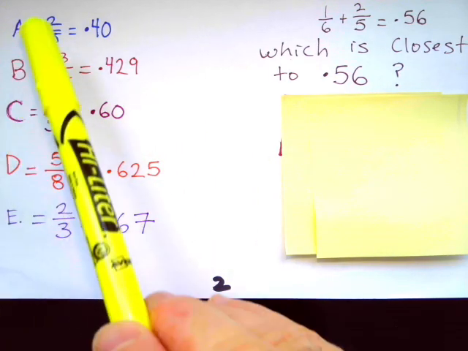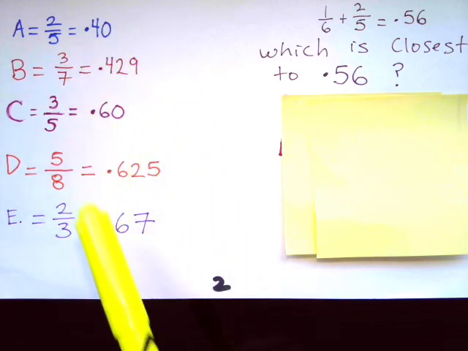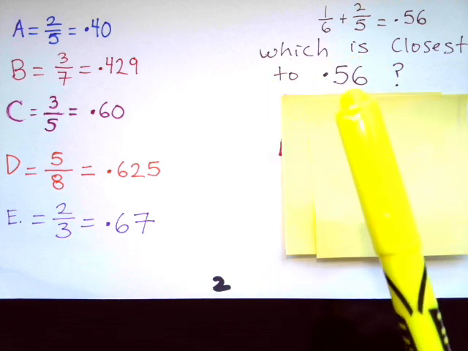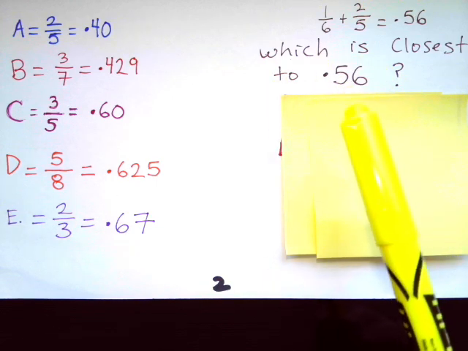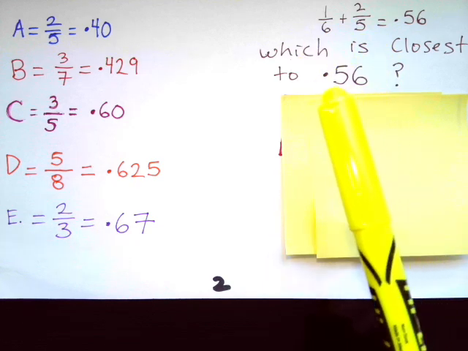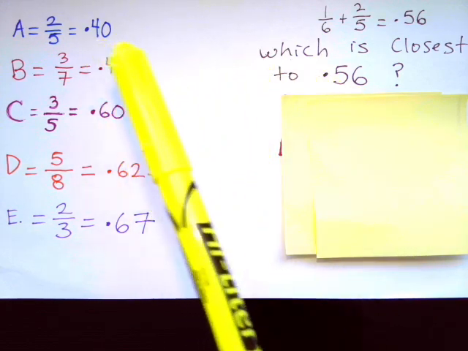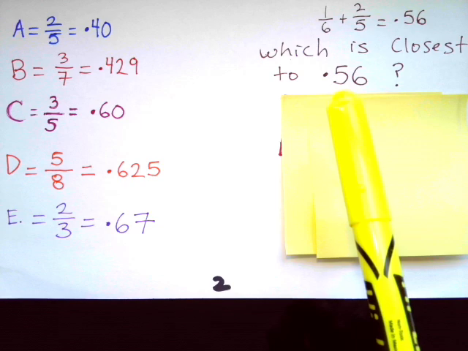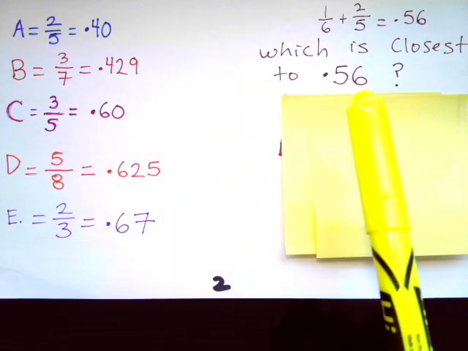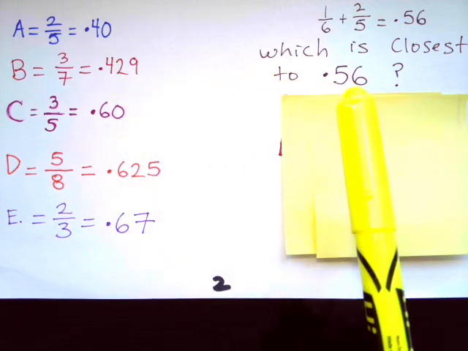And if you recall, every fraction is a division problem. And we came up with some decimal values. So I'm using these decimal values like money or cents. So which one is 56 cents closest to? Is it closest to A, 40 cents? Well, that's about 16 cents difference. Okay, let's take a look at B and round that up to 43 cents. Well, that's about 13 cents difference between the two values.